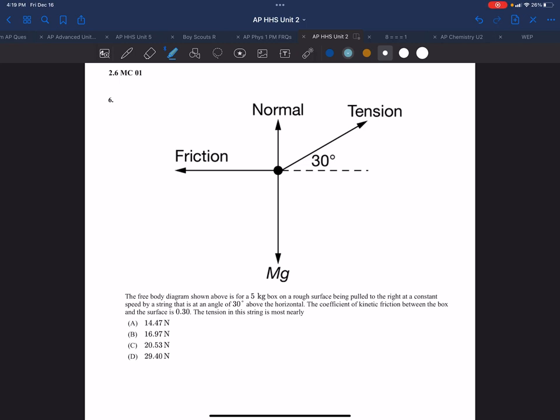We have a free body diagram given to us. It's a 5 kilogram box on a rough surface, so that means there is friction. We are told it's being pulled at constant speed, so that means the acceleration is 0 and the F net is 0. We've got our 30-degree angle, theta, coefficient of dynamic friction, so mu d is 0.30. We want to know the tension in the string.